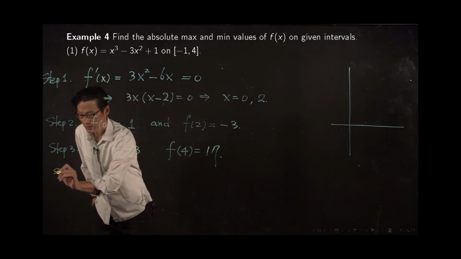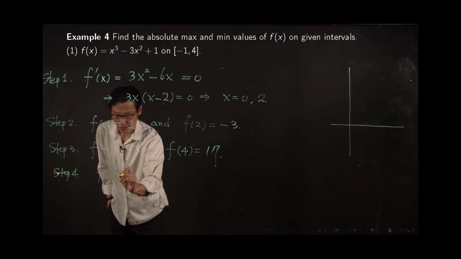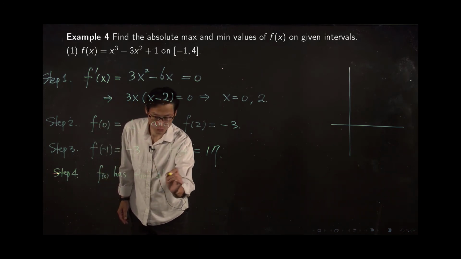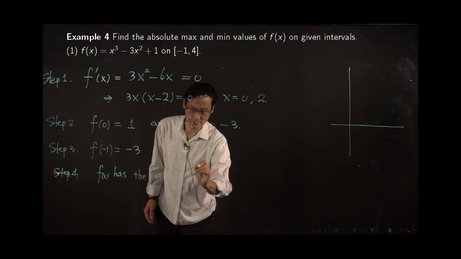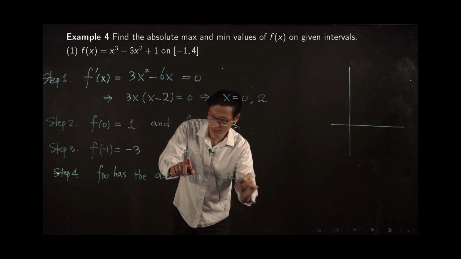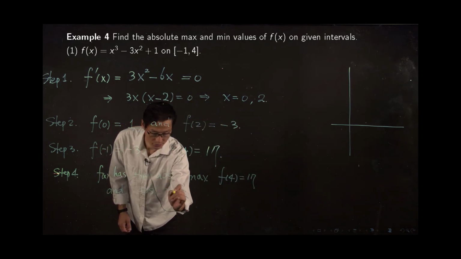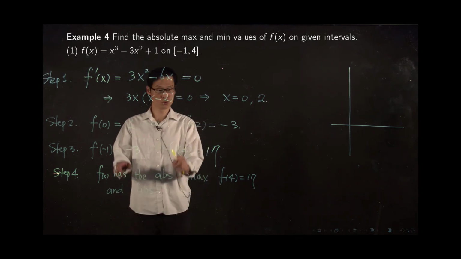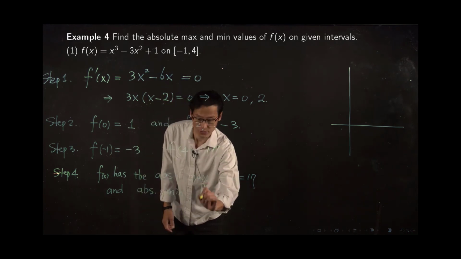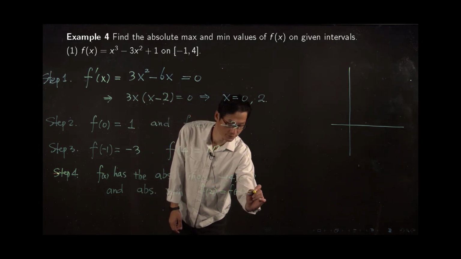So step 4. f has the absolute maximum, which is the largest one, f of 4, and the absolute minimum. Well, those two function values happen to be the same. So f of 2, f of -1.